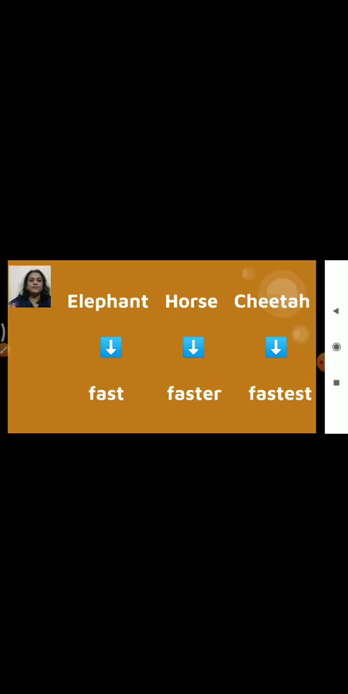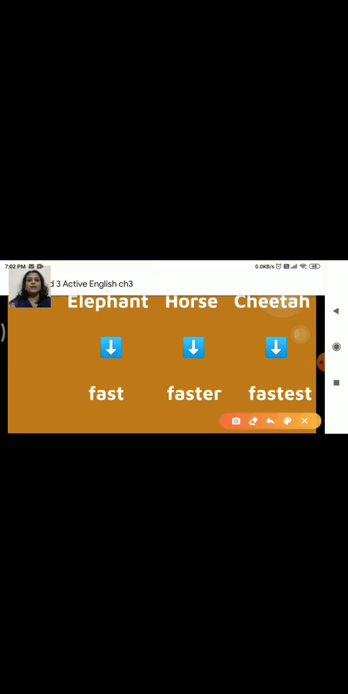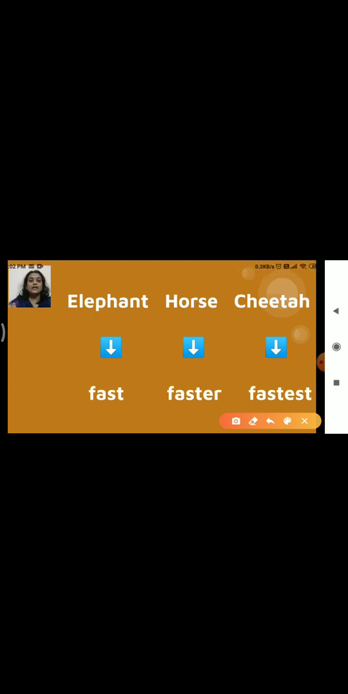Yes. So what did we do here? We had three animals: elephant, horse and cheetah. Now what can we see here? You can see down here, the elephant runs fast, isn't it? But if you compare elephant and the horse, the horse runs faster than an elephant. But if we compare the three animals, then of course, who runs fastest? Cheetah, right? Cheetah runs fastest among these three animals.